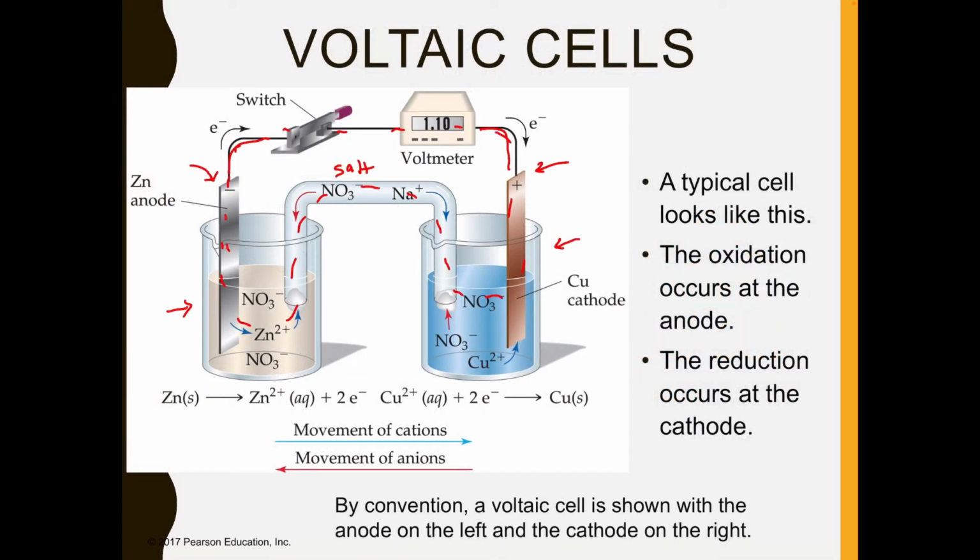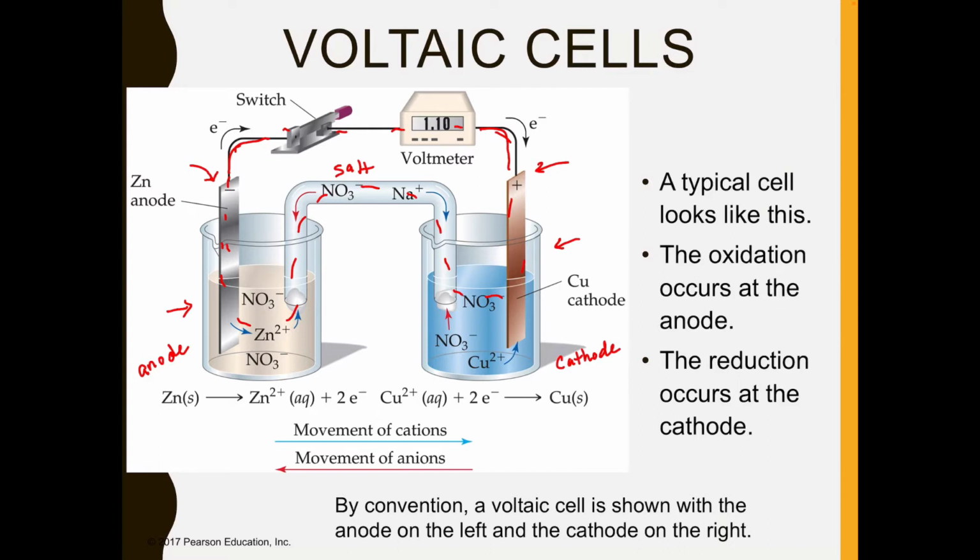All right, back to this. So here is our cell. Again, the oxidation is going to occur at the anode, and the reduction will occur at the cathode. Just by convention, we will typically show for a voltaic cell, right, one that happens spontaneously, the anode on the left and then the cathode on the right, okay? And so the electrons are always going to travel from left to right. They're always going to go from the anode to the cathode.